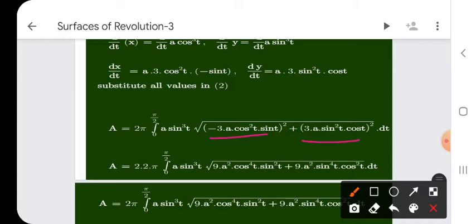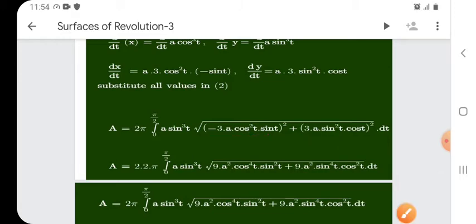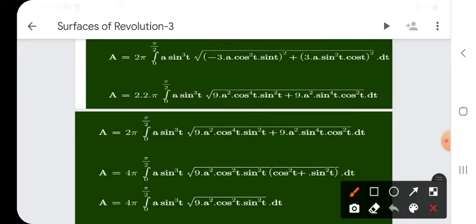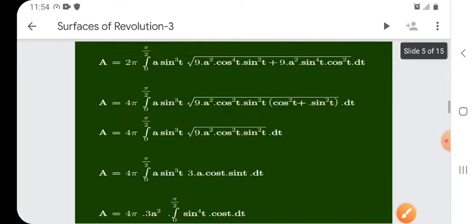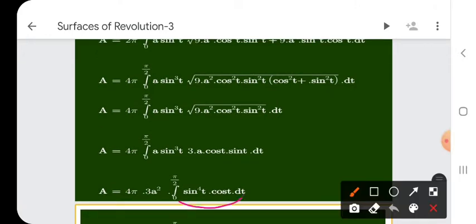In the root term, I take 9 a square cos square t sin square t as common. The remaining term is equal to 1. After removing the root, we get the form: the equation is sin power 4 t cos t.